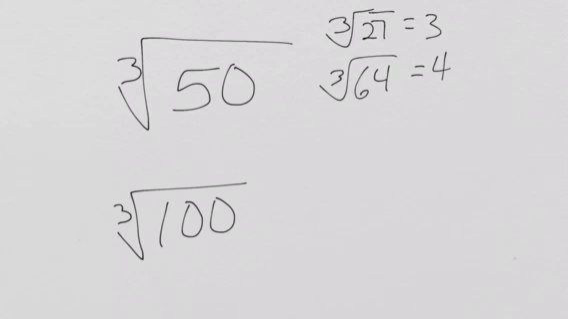Now how about the cube root of 100? Well, let's see. If I do 5 times 5 times 5, I get 125. So the cube root of 100 has to be somewhere between 4 and 5. Okay, that's all there is to it. You just do a little estimating and figure out what two numbers it's in between.